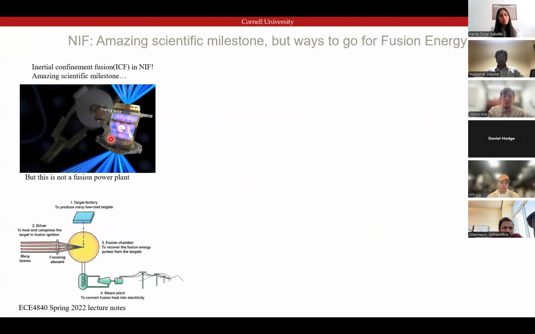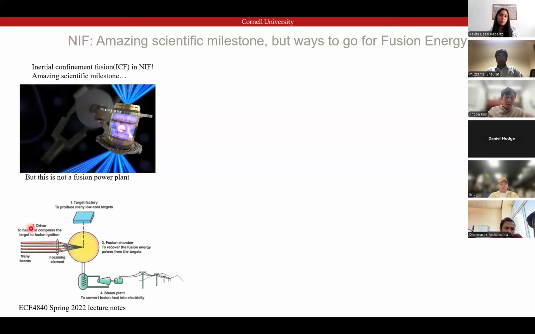This is a one shot per day kind of deal, and each of these capsules costs not quite a million, but 100K per target, and it takes like 6 months to design. NIF was never designed to be an energy producing plant. It was a scientific milestone. Even that was really, really hard. But if you want a real power plant, then you need a target factory to produce many very low cost targets. If you have 5 shots per second, then that's 18,000 capsules per day per plant.